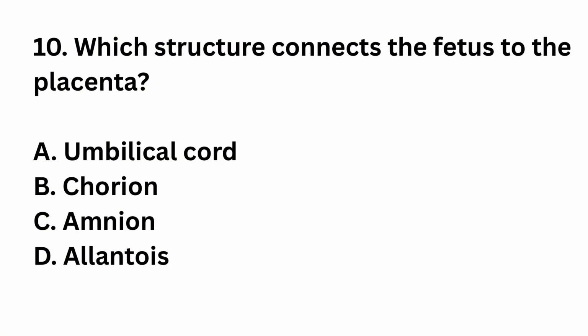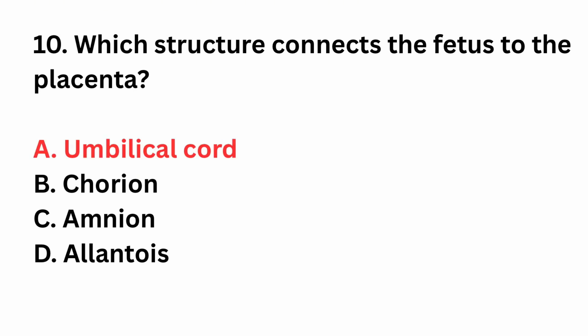Question number 10. Which structure connects the fetus to the placenta? Umbilical cord, chorion, amnion, allantois. The right answer is option A, umbilical cord. Umbilical cord allows exchange of nutrients and gases.